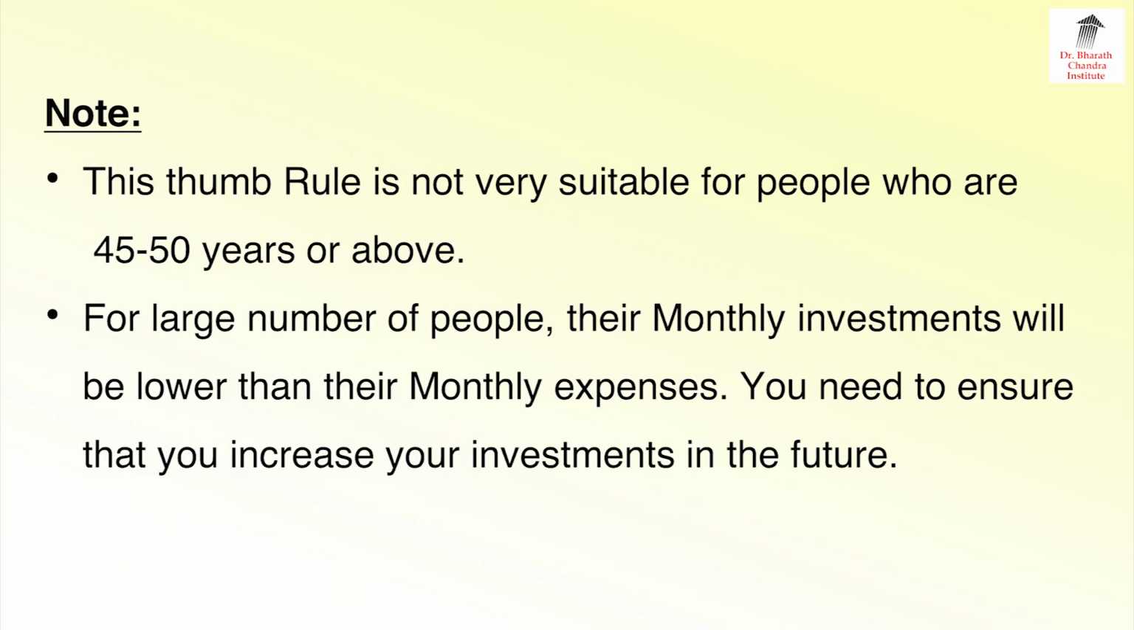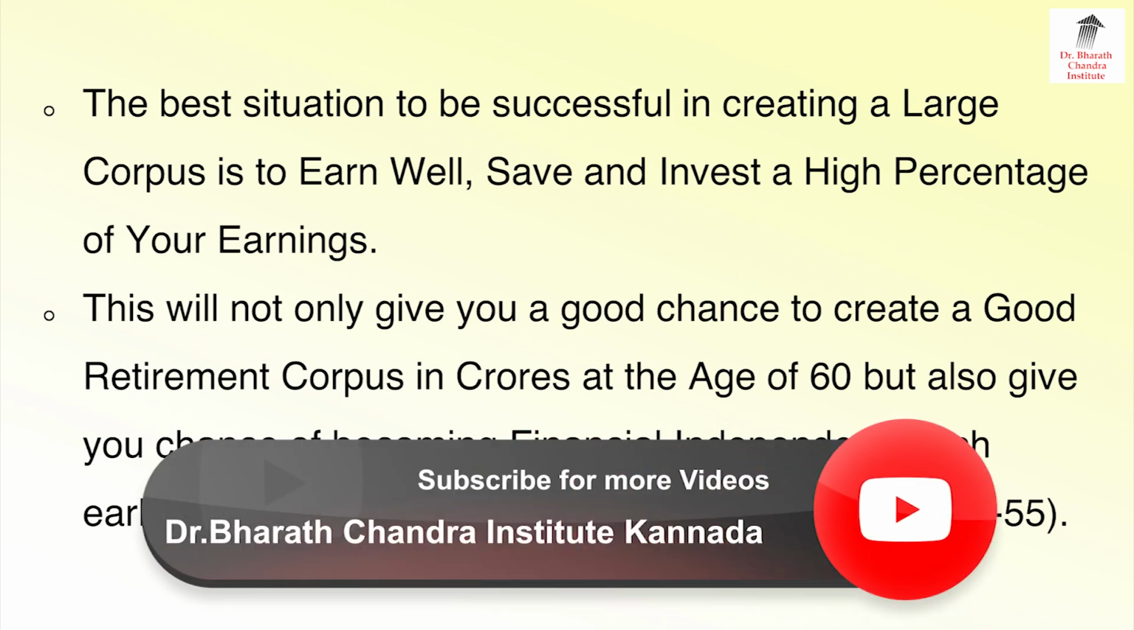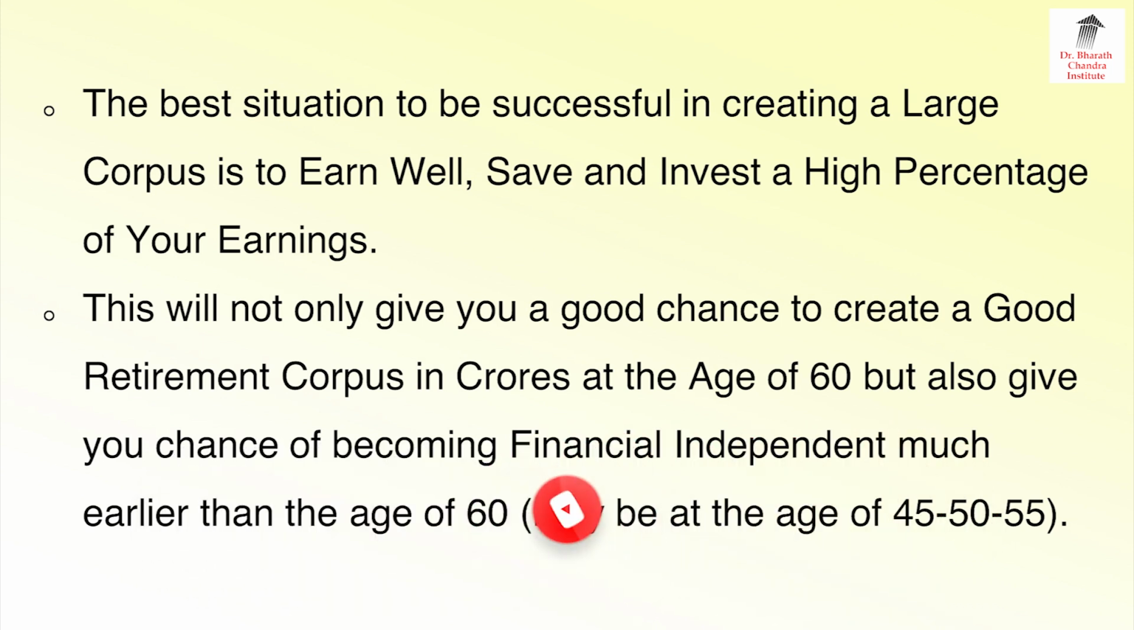Note, this thumb rule is not very suitable for people who are 45 to 50 years or above. For a large number of people, their monthly investments will be lower than monthly expenses. You need to ensure that you increase your investments in the future. The best situation to be successful in creating a large corpus is to earn well, save and invest a high percentage of your earnings. This will not only give you a good chance to create a good retirement corpus in crores at the age of 60, but also give you a chance of becoming financially independent much earlier than the age of 60, maybe at the age of 45, 50, 55.